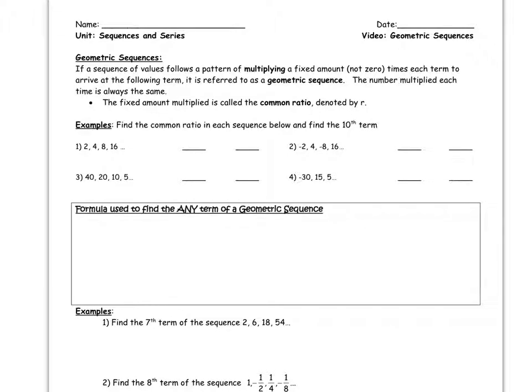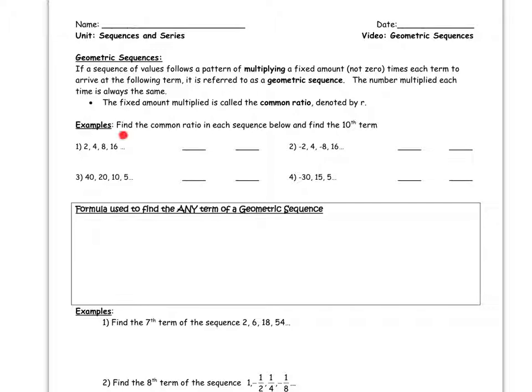Hi everyone, in today's lesson we're going to learn about geometric sequences. By definition, if a sequence of values follows a pattern of multiplying a fixed amount, which is not zero, times each term to arrive at the following term, it's referred to as a geometric sequence. The number multiplied each time is always the same. The fixed amount that we actually multiply is called the common ratio, denoted by the letter r.